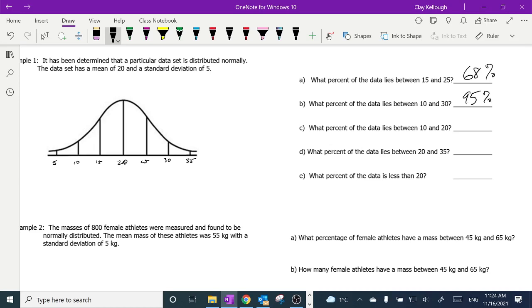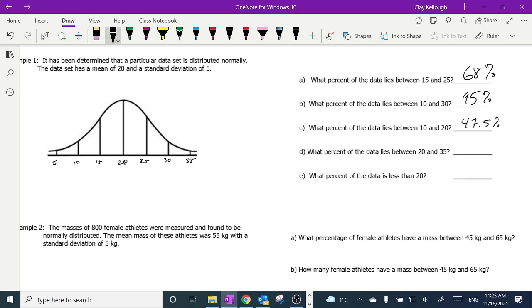What percent lies between 10 and 20? Okay, so hang on a sec. We know that from 10 to 30 is 95%. So this is half of that. So that's 47.5%. Half of 95, right?